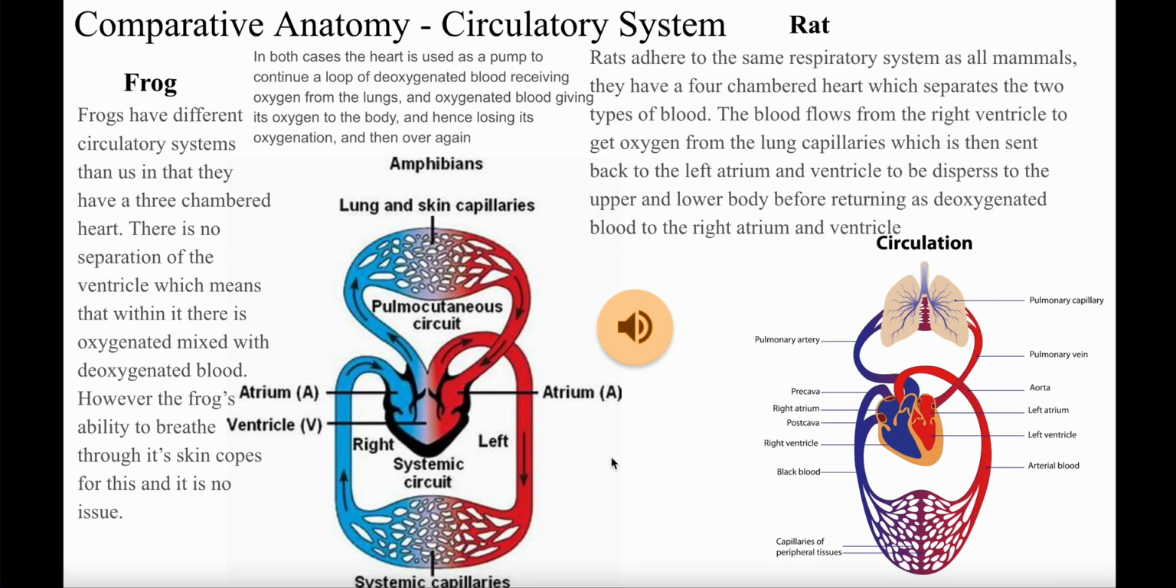It essentially completely separates the deoxygenated from the oxygenated blood. Deoxygenated blood flows from the right ventricle to get oxygen from the lung capillaries, which is then sent back to the left atrium and the left ventricle, which then disperses it to the upper and lower systemic capillaries, and so on. Eventually, the deoxygenated blood gets back to the right atrium and the right ventricle, which is different from the frog's heart because we have four chambers and they have three.